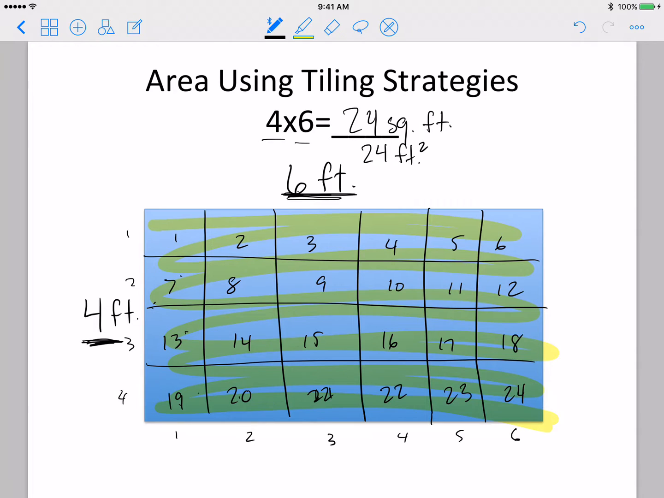We also know that the quickest way would be 4 times 6 equals 24, because we know that area is length times width, or width times length, because of the commutative property. Okay? That's the tiling strategy.